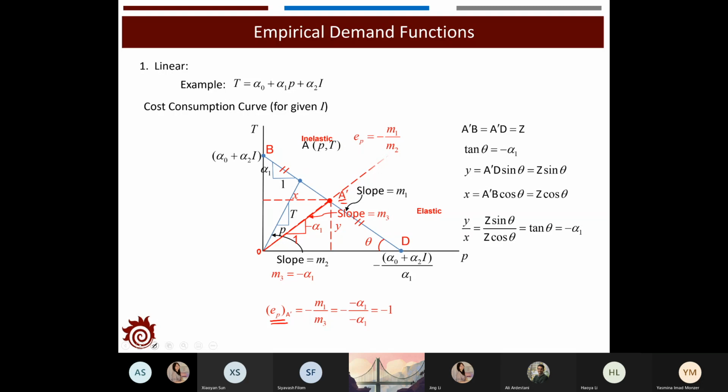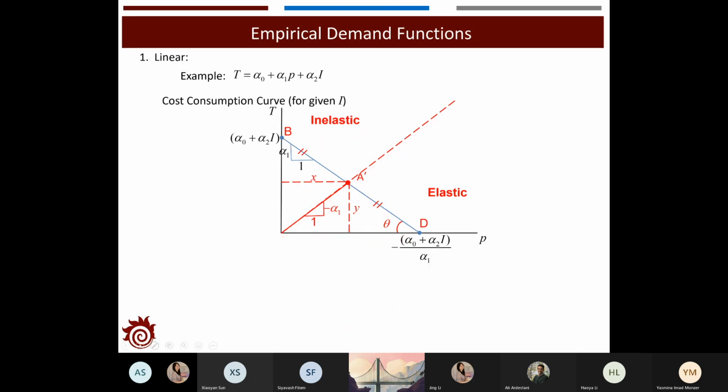With that, we can claim that for any points from the start point to A prime, it's an inelastic region. For any point between A prime and D, it will be in an elastic region, which means that the absolute value of the elasticity is higher than 1. So it means that if you have small changes in the price, you will have large changes in the number of trips.